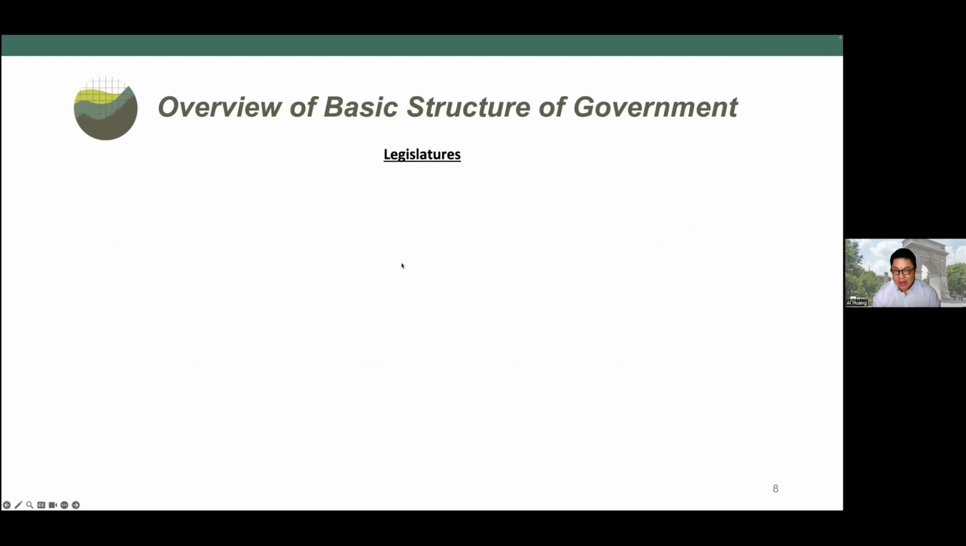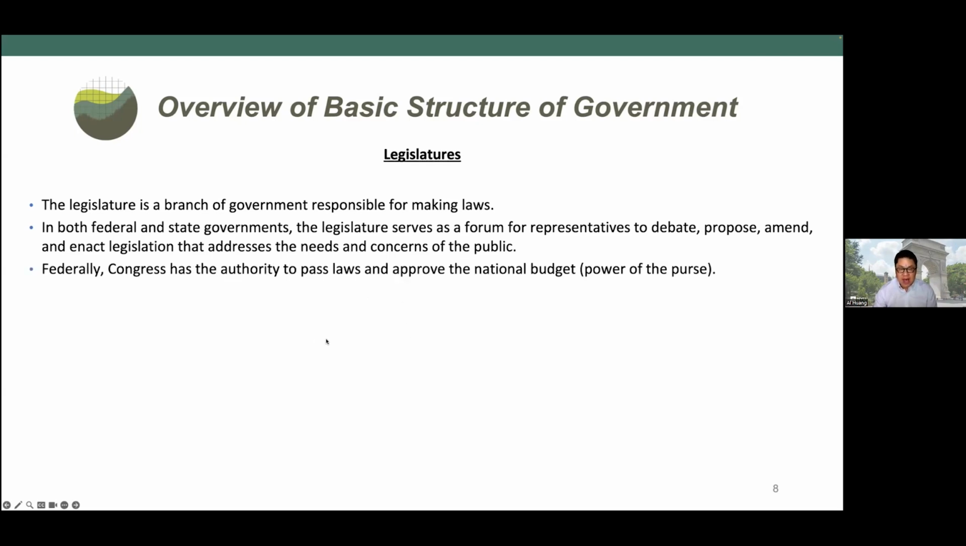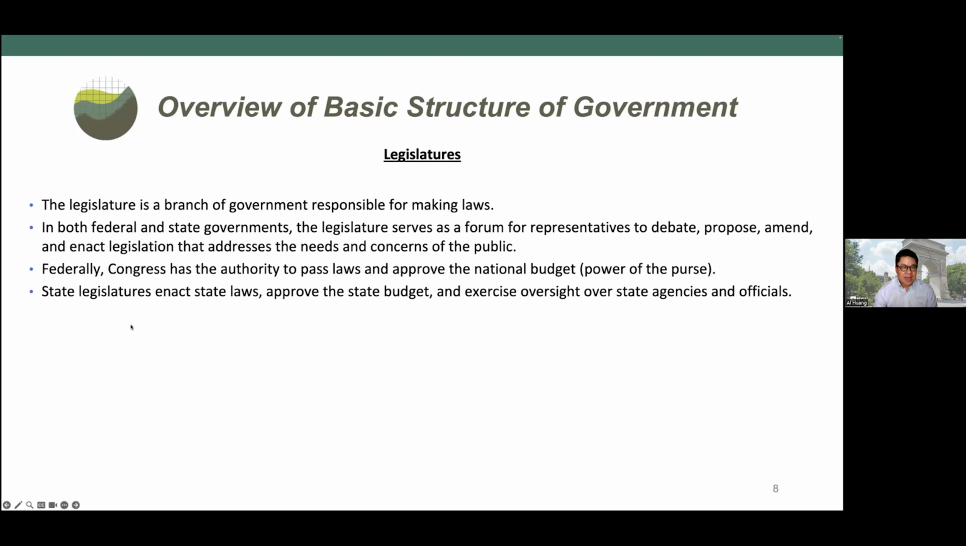The next branch we're going to talk about is the legislatures. This is a branch of government responsible for making laws. And in both federal and state government, the legislature serves as a forum for representatives to debate, propose, amend, and enact legislation that addresses the needs and concerns of the public. And federally, Congress has the authority to pass laws and approve the national budget. This is the power of the purse I was mentioning earlier. And state legislators also enact state laws, approve state budgets, and exercise a certain level of oversight over state agencies and officials.